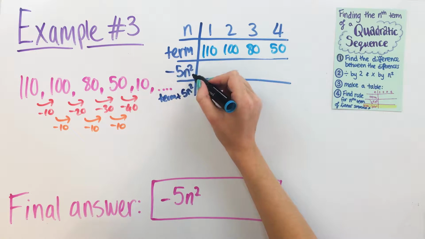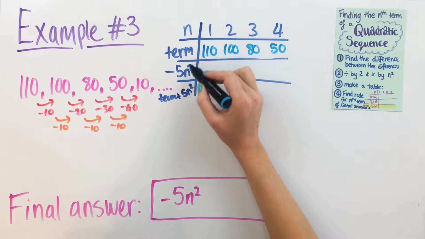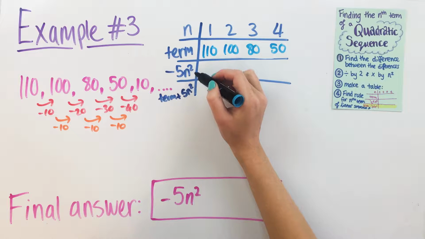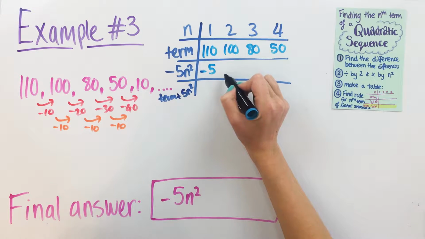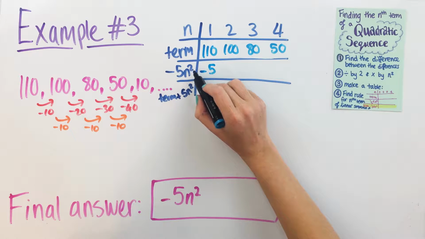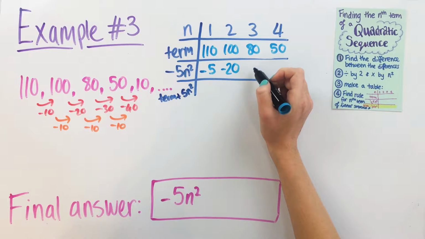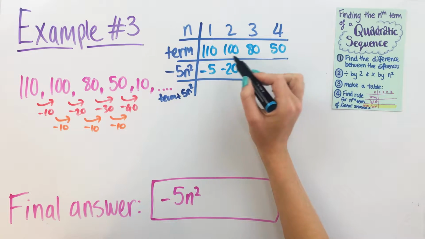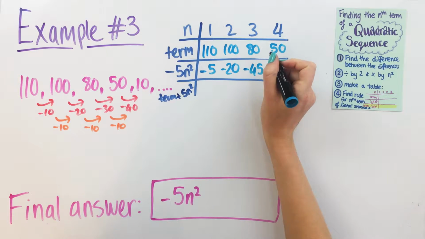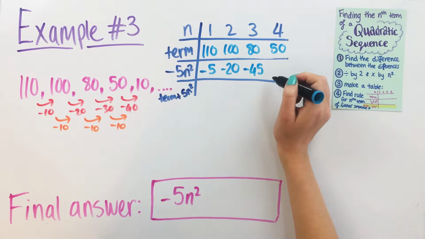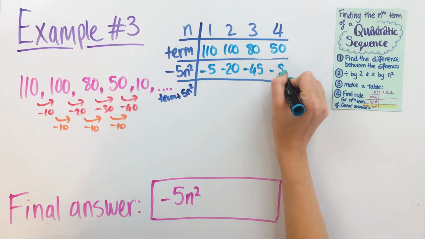Now we need to calculate minus 5n squared, so here we're going to have minus 5 times 1 squared, which is going to be minus 5 times 1, which is minus 5. Here, when n equals 2, minus 5 times 2 squared, which is minus 5 times 4, so minus 20. Then minus 5 times 3 squared, which is minus 5 times 9, which is minus 45. And finally, minus 5 times 4 squared, minus 5 times 16, which is going to be minus 80.